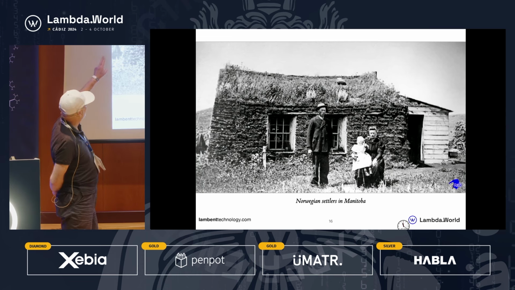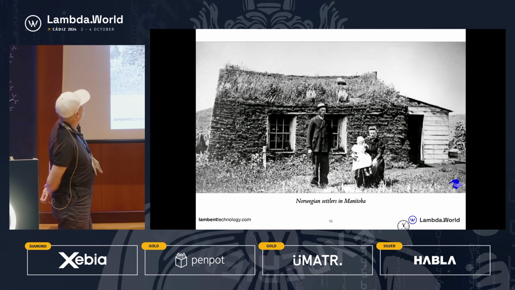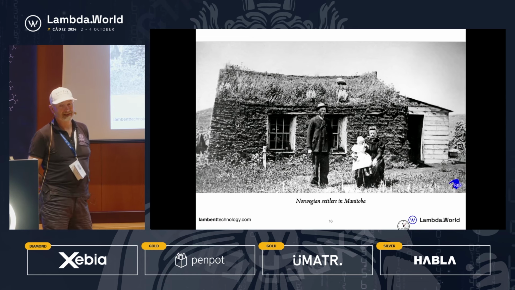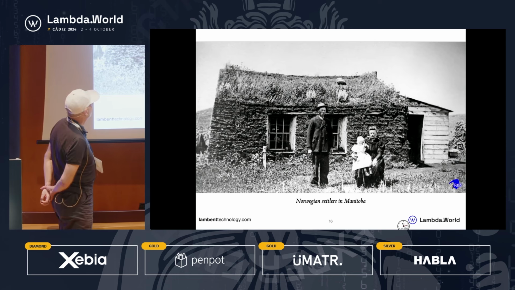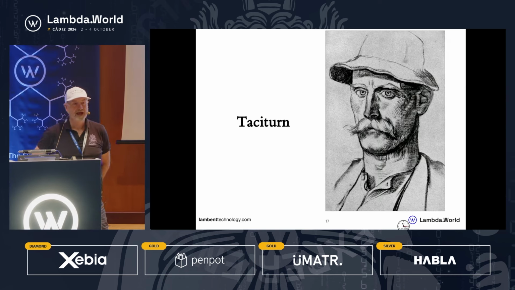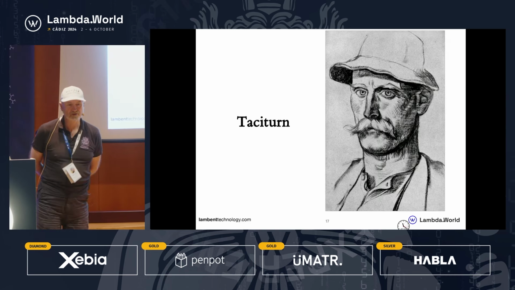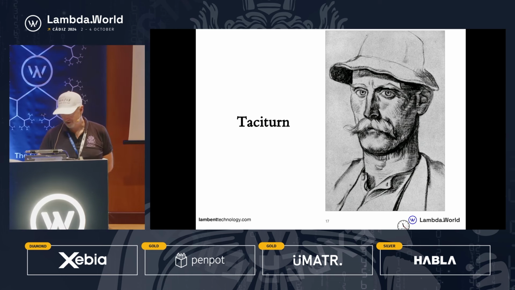And people would live through a prairie winter in a building like that, with the temperatures, well, I've been in Minneapolis when it was minus 40 degrees. Tough people. And taciturn. Tend not to talk, not to be chatty.